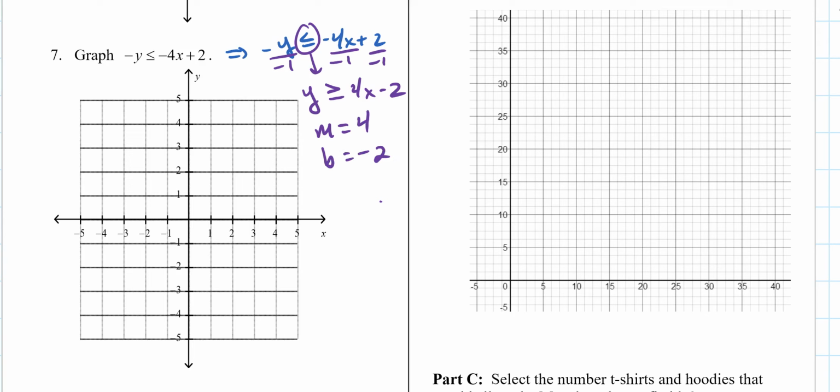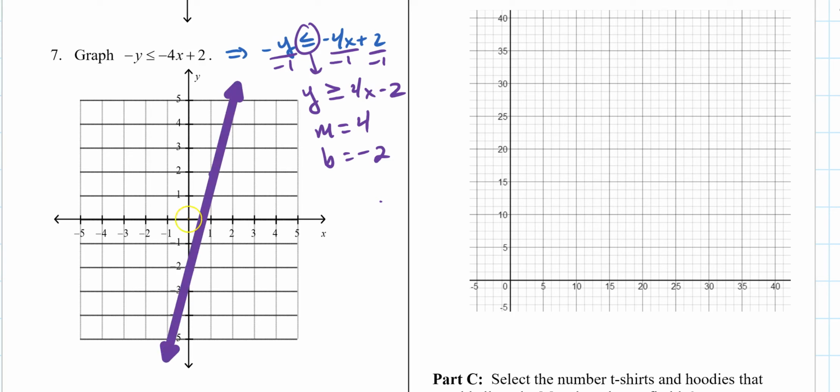So I'm going to plot those points. Negative 2. And then my slope is positive 4, so I'm going to go up 1, 2, 3, 4 over 1. I don't have enough room to do that again. That's okay, because I don't need to, because I can draw my line from here. And no idea why that line is so thick, but that's alright.